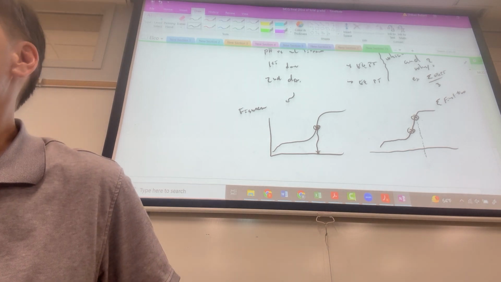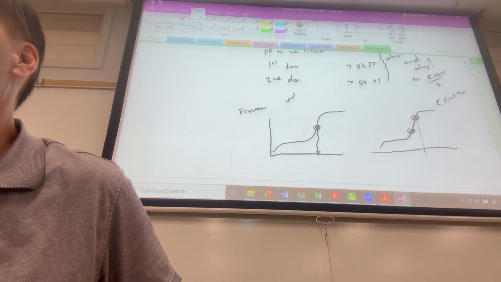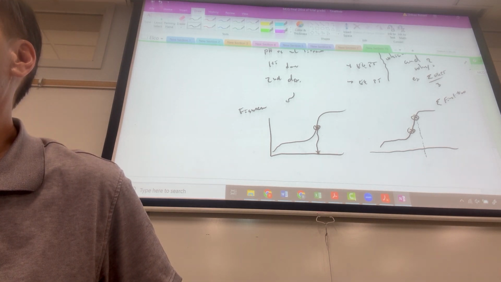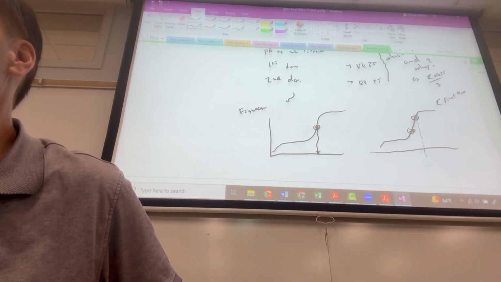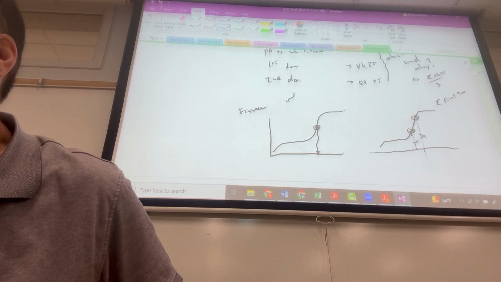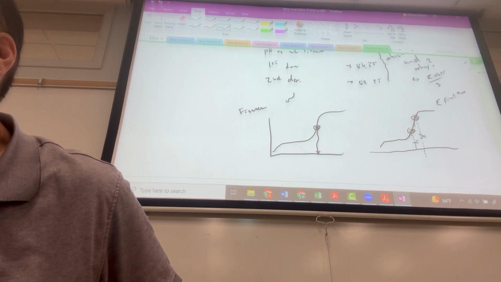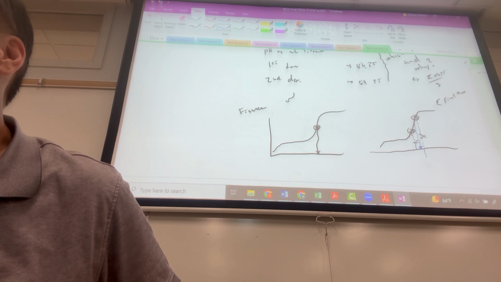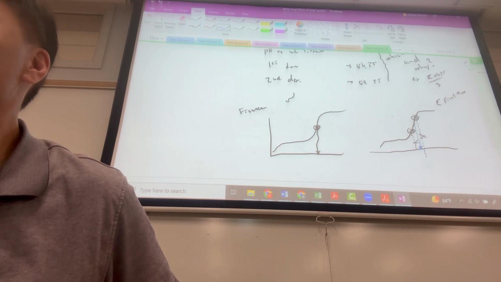This happens every semester. Somebody will do this, and then I deduct points for that. Because the equivalence point is based on the midpoint here, the inflection point. So this is wrong. This would be wrong too. There's no data point showing the equivalence point. The equivalence point would be right in the middle of this curve here. So I need to visually see how you analyze the graphs.